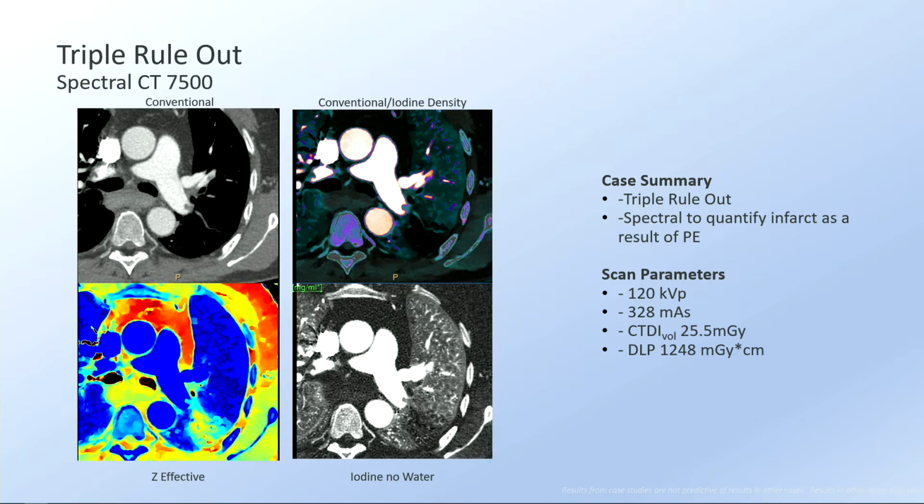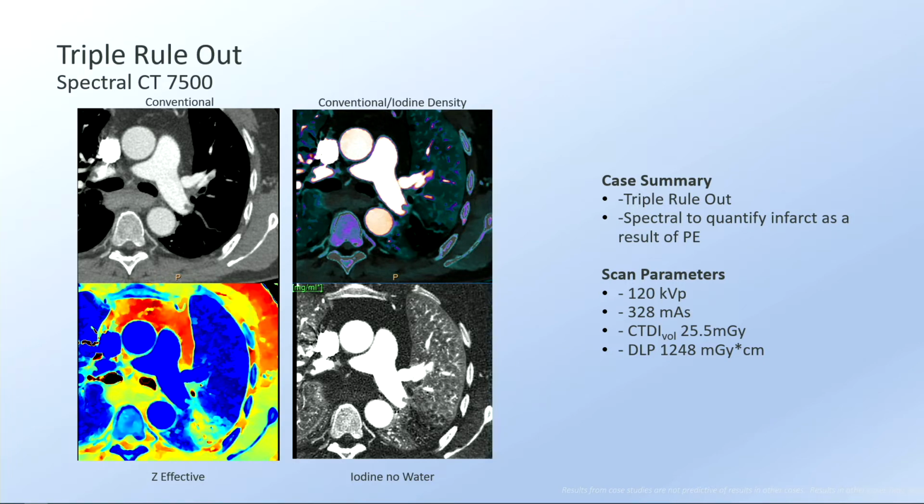But beyond the correction for the RCA, the spectral values, the spectral CT has a lot of value, I think, in the triple rule out. As we can see in conventional, in the top left, this patient had pulmonary emboli, but sometimes this may be hard to see even if you have the perfect iodine concentration in the pulmonary artery.